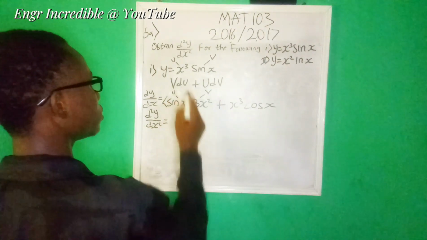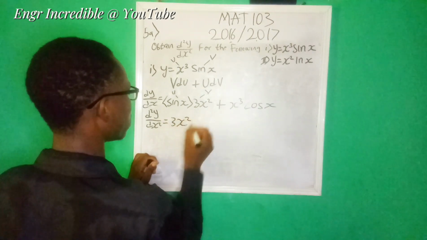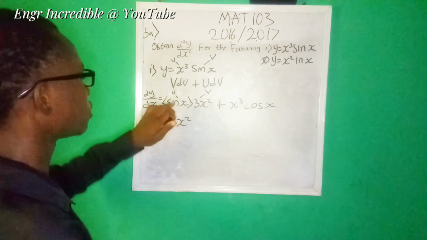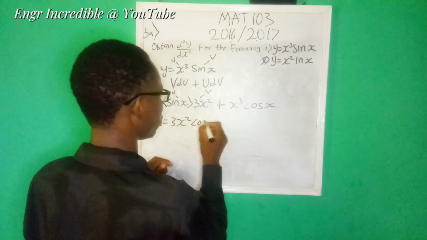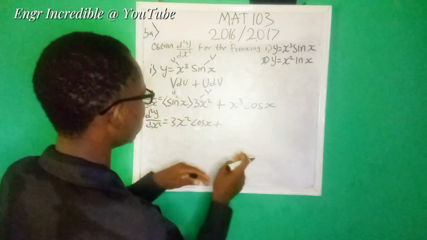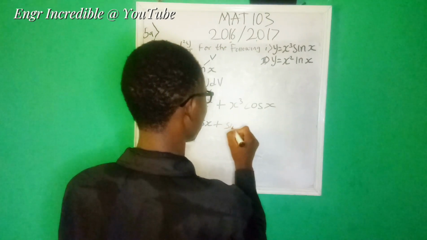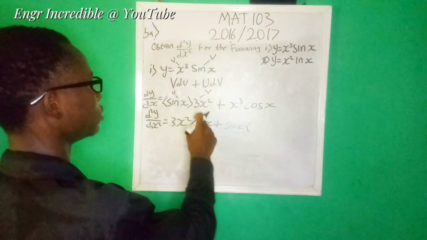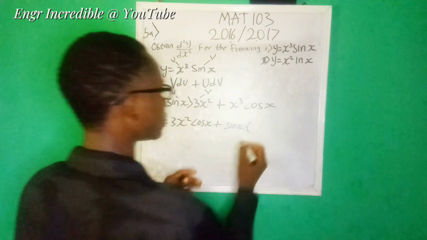So we have v times du dx. Our v here is 3x squared, times, what is our du dx? Differentiation of sin x is equal to cos x. That is 3x squared cos x plus, now our u times dv dx. U is equal to sin x, times, what is our dv? When we differentiate 3x squared, it will give us 6x.